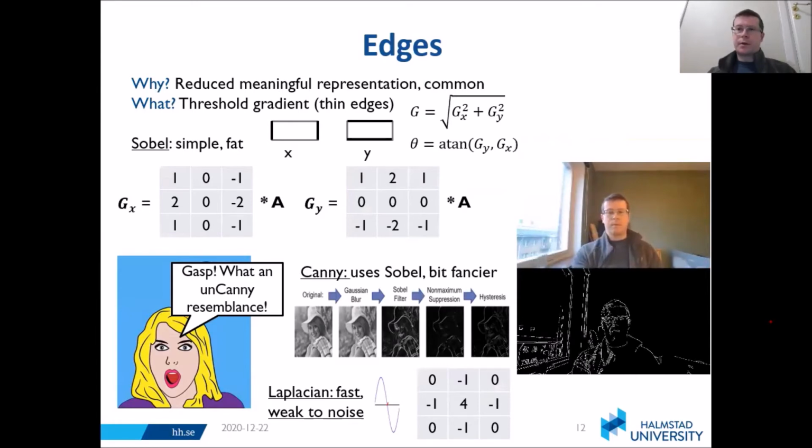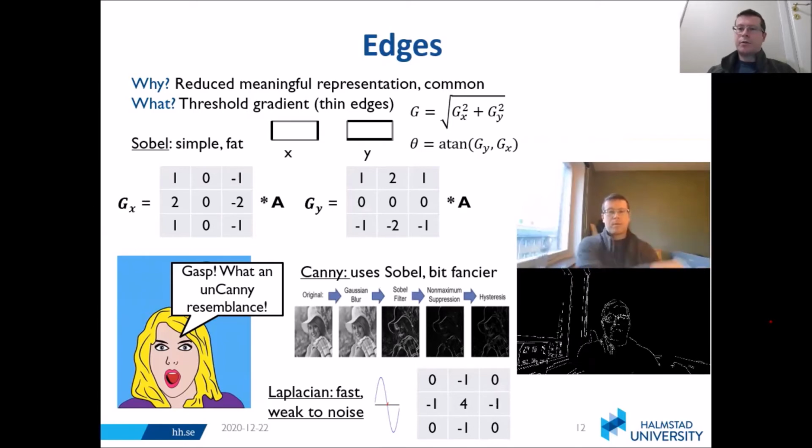Sobel filter is a nice, simple way to detect edges. You pass two matrices over your image, one in the X direction that will find vertical lines, one in the Y direction that will find horizontal lines, and then you take the Euclidean norm to find the magnitude of the gradient. You can also get the angle with the inverse tangent.